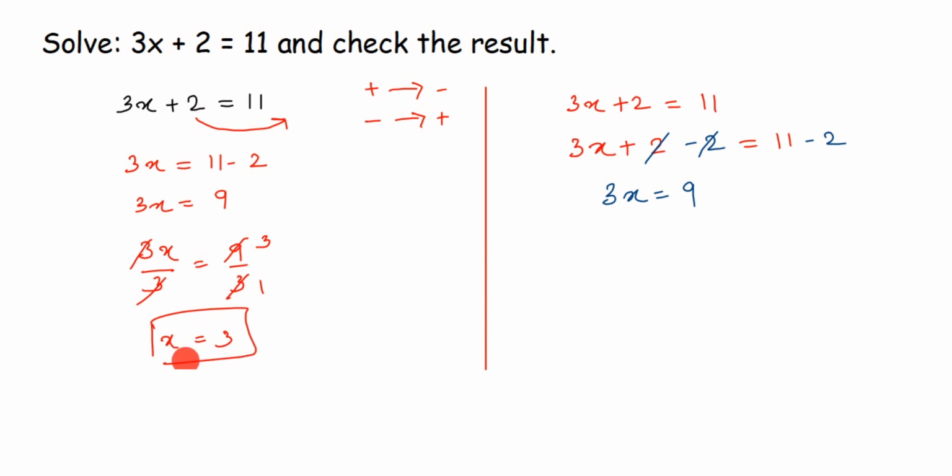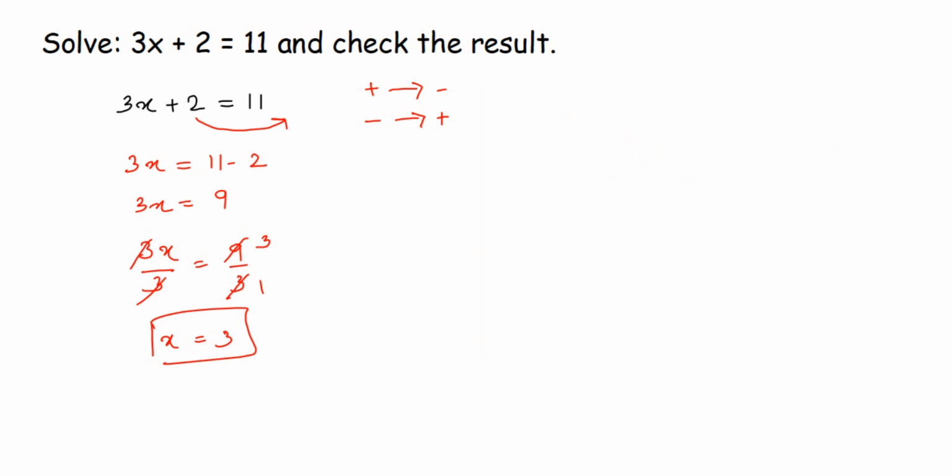Now we know the x value. Let's check the result. Now what does check mean? This means that you have to verify. You have to see if your LHS and RHS are the same or not. If they are the same, this means your x value is correct. If it is not the same, that means the x value you obtained is incorrect. So that is a kind of verification.